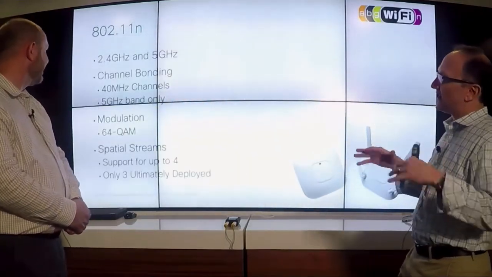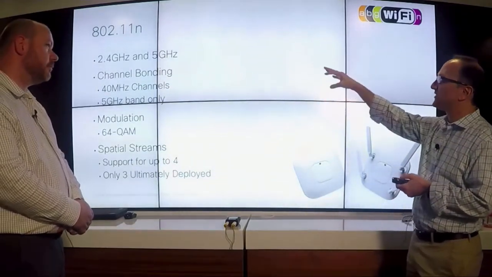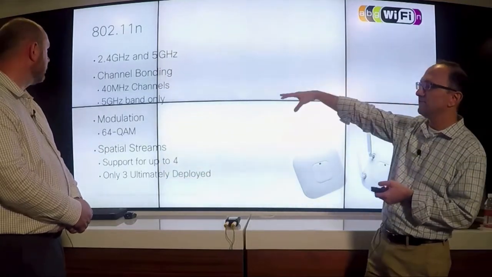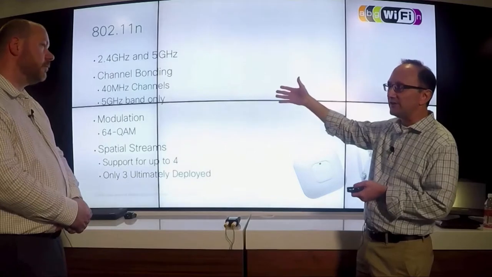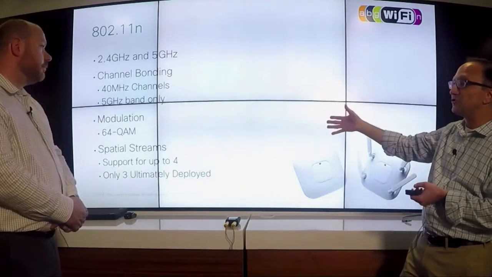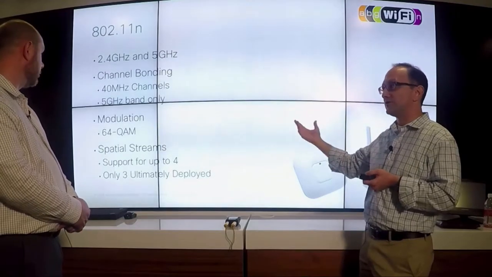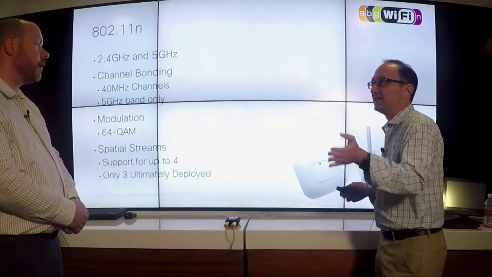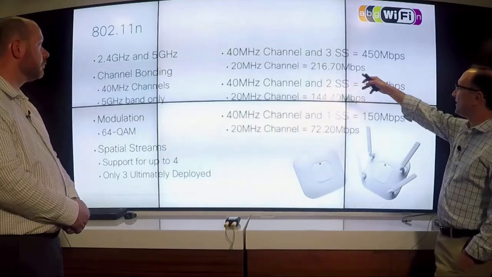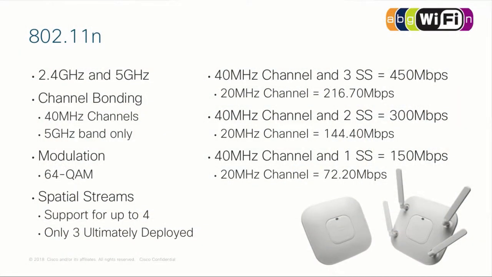So, taking a step back and bringing it home: we have 802.11n, with 2.4 and 5 gig bands and 40 megahertz channels, which we really only did in the 5 gig band, for obvious reasons. 64 QAM was the modulation, and for spatial streams we supported up to 4 from a standards perspective, but only 3 were ultimately deployed before the transition from N to AC. So 40 megahertz channels with 3 spatial streams is where we used to see that 450 megabits number, right? Yep. If I could only do a 20 megahertz channel, it dropped lower.